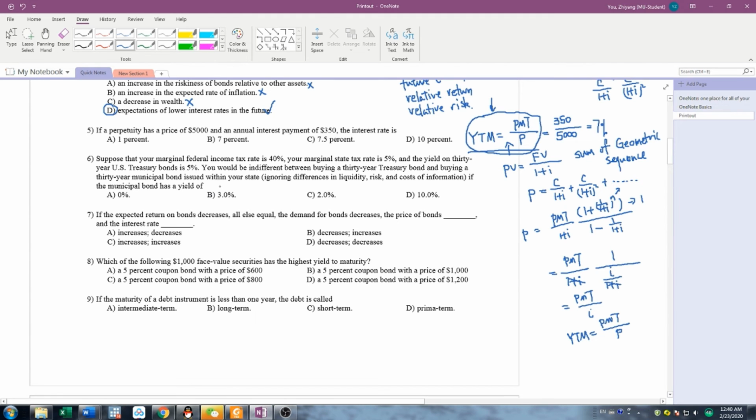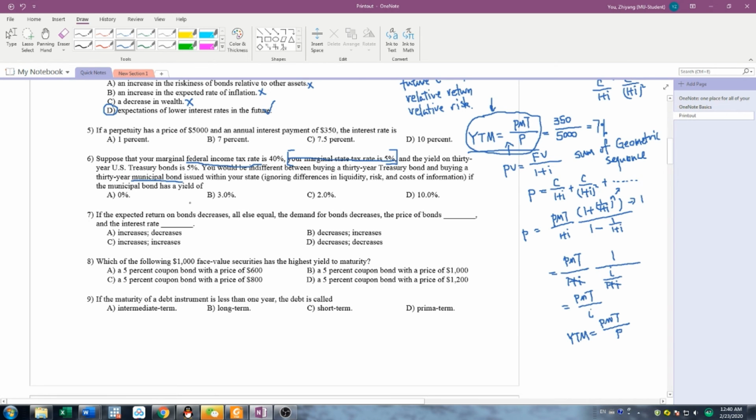Okay. So for this question, notice that your municipal bond is federal income tax free. So we don't need the state tax rate, because both your Treasury bond and your municipal bond have to pay the state tax. So the only difference is the federal income tax.